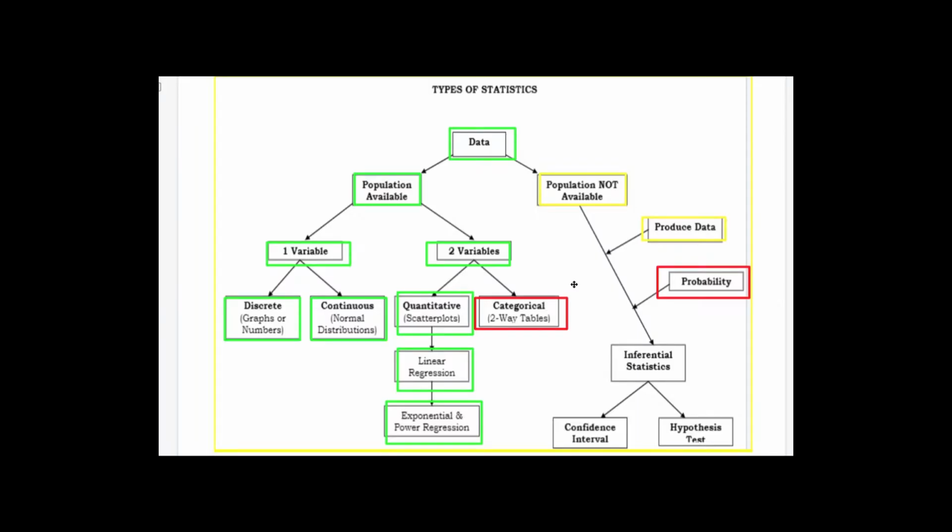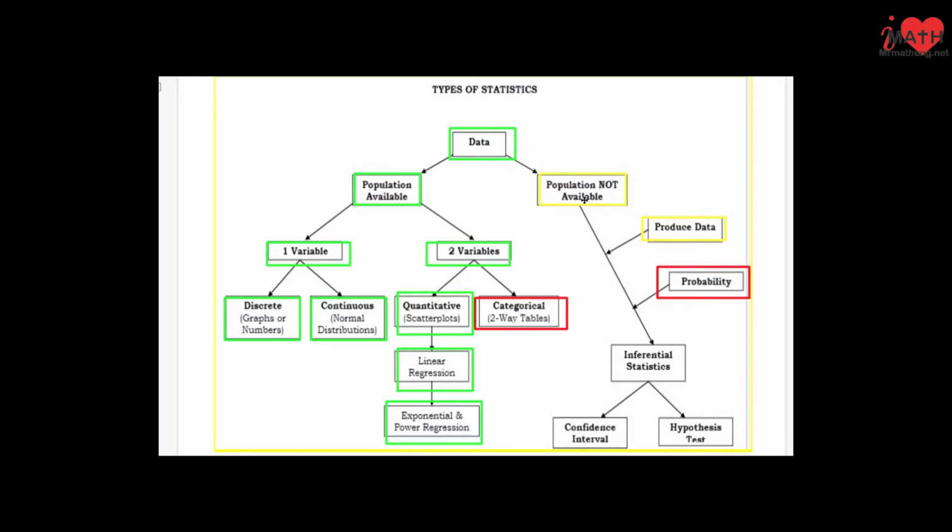Guys, I just wanted to show you a roadmap of where we've been. Types of statistics, we have data. In green, we've already done that. We've had the population available to us. We've done one variable stats, whether they are graphs or numbers or normal distributions. We've also done two variable stats, quantitative with scatter plots, linear regression, exponential, and some power regression. We have not done two-way tables, which we will do when we do probability in Chapter 4.